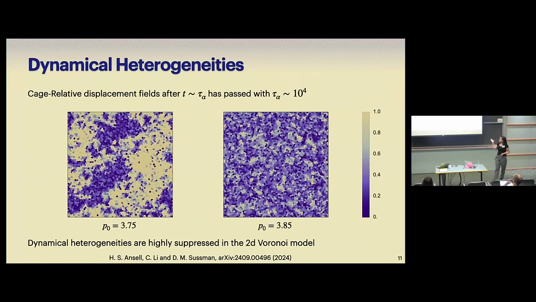But on the right here, at the higher P0, we have something that looks much more like static, with no clear separation of these different scales. And so we have also quantified the dynamical heterogeneities, and you do indeed see that as you vary P0, the dynamical heterogeneities become more and more suppressed.